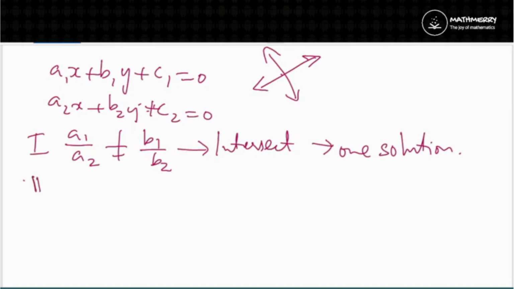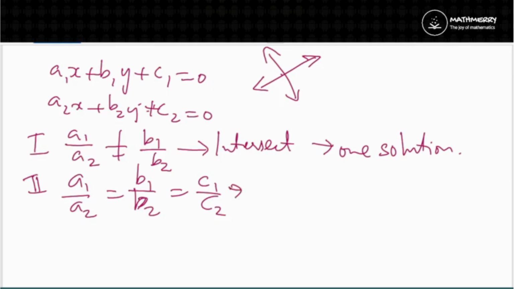Now moving to the second case, we have a1 by a2 is equal to b1 by b2 is equal to c1 by c2. So in this case, all the ratios are equal. The ratio of the coefficients of x is equal to the ratio of the coefficients of y is equal to the ratio of the constants. So here all the ratios are equal, which means the equations are equivalent, and also they are coincident lines.